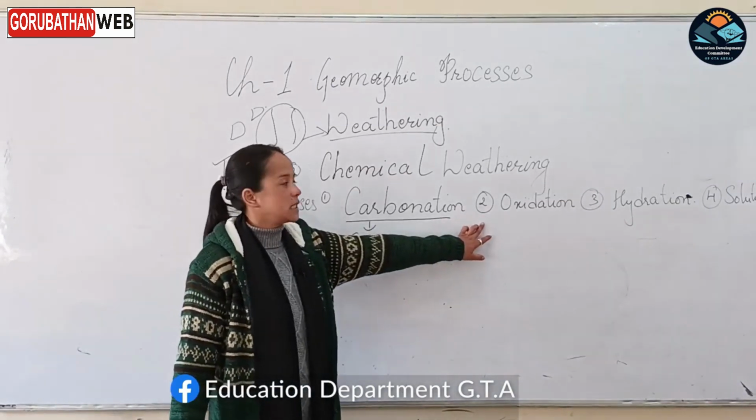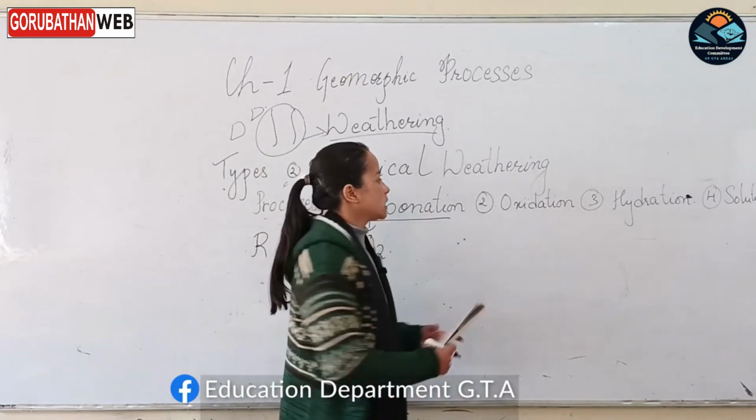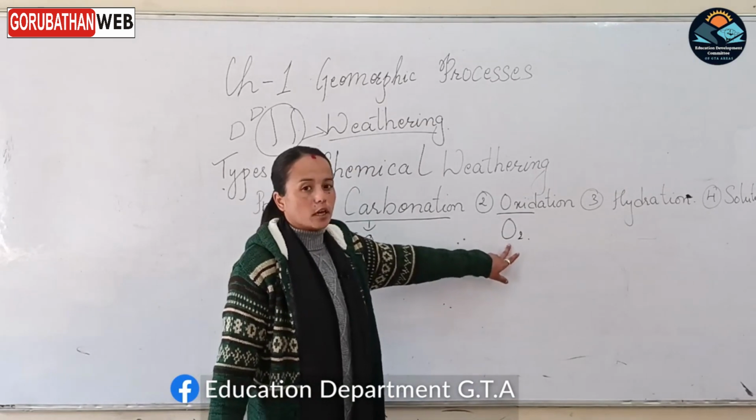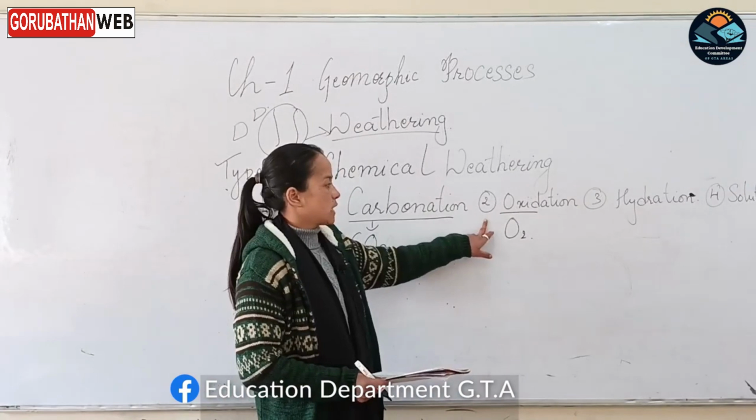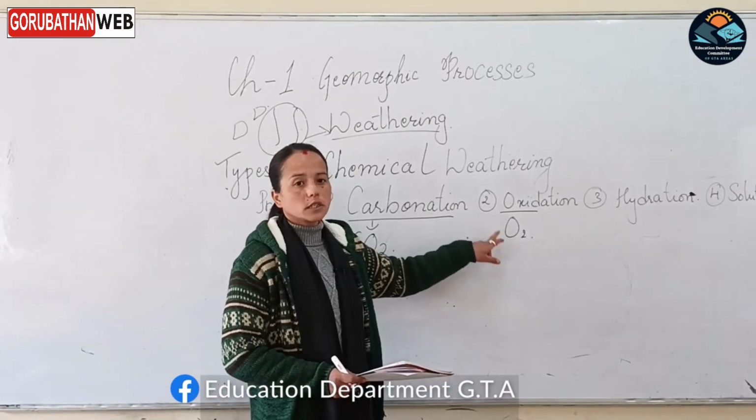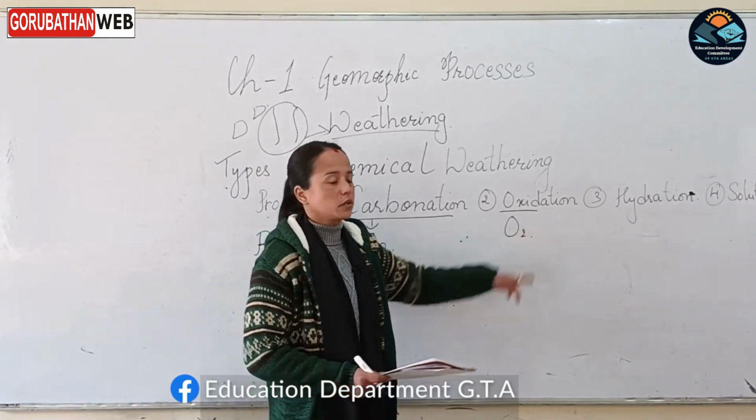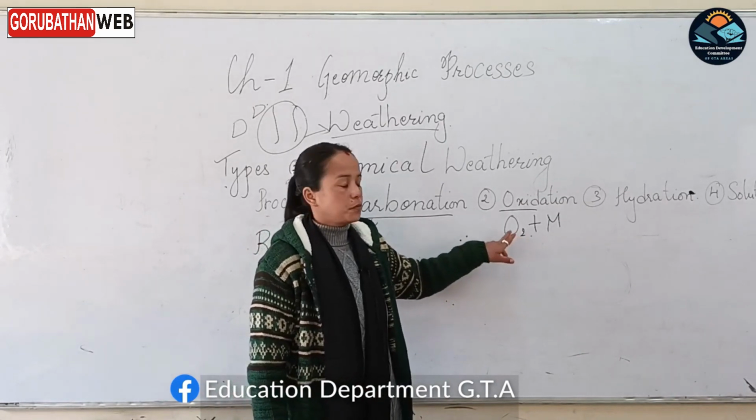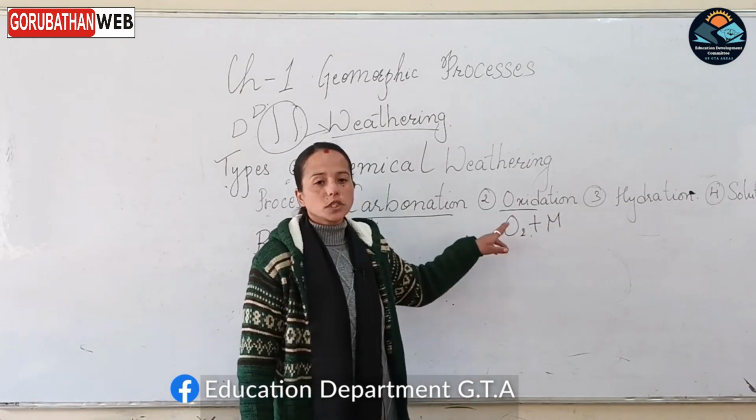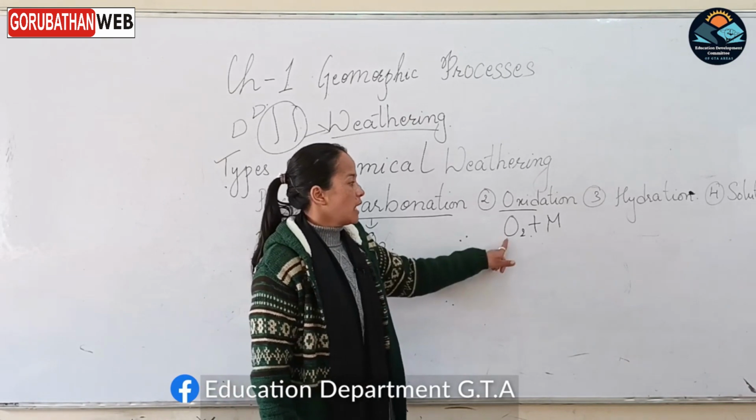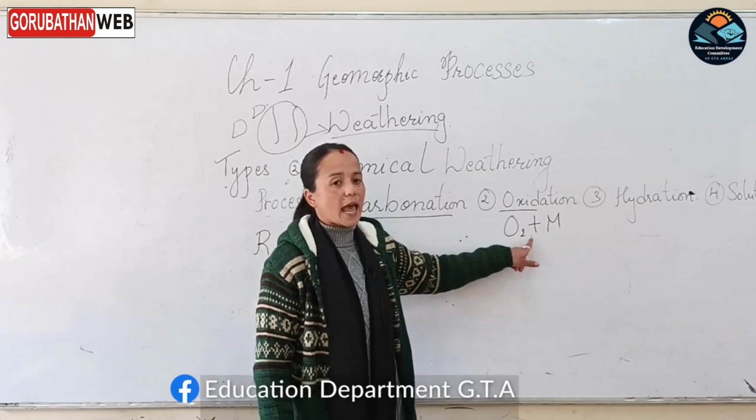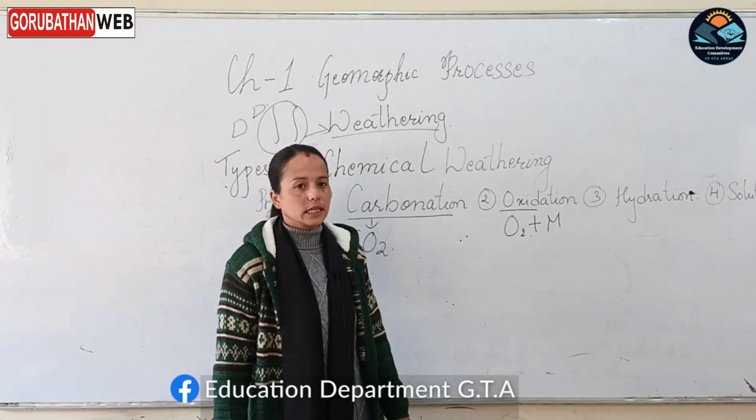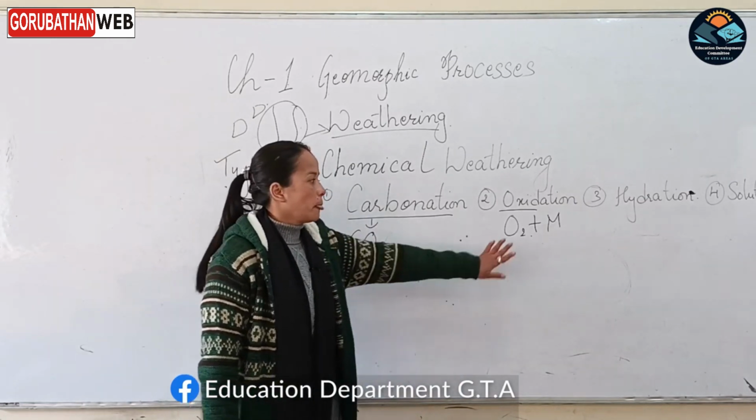The next one is oxidation. The name itself is saying oxidation. Oxidation includes the gas oxygen. In this process of oxidation, the oxygen which is present in the atmosphere combines with the minerals which are present in the rock. With this process of oxidation, the rock which contains iron is affected the most. When the iron-containing rock comes in contact with oxygen and water, it gets rusted. The rust makes the rock weaker, which will ultimately lead the rock to break into pieces. So this is the process of oxidation.